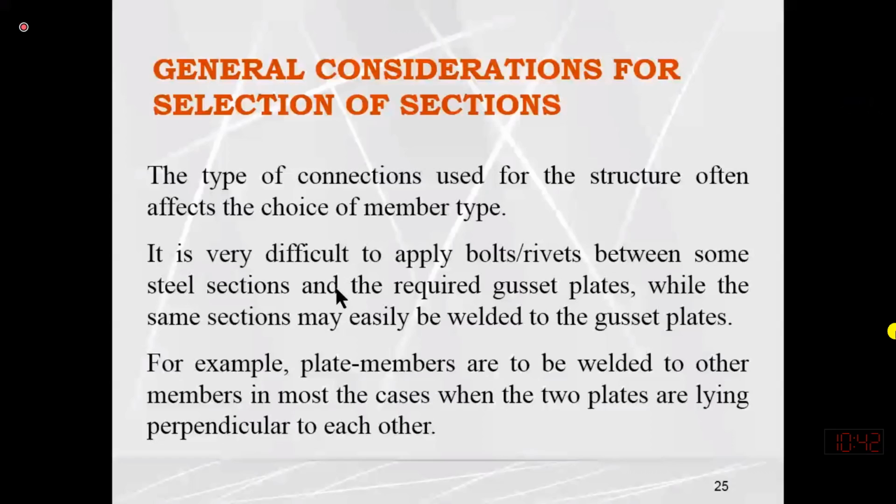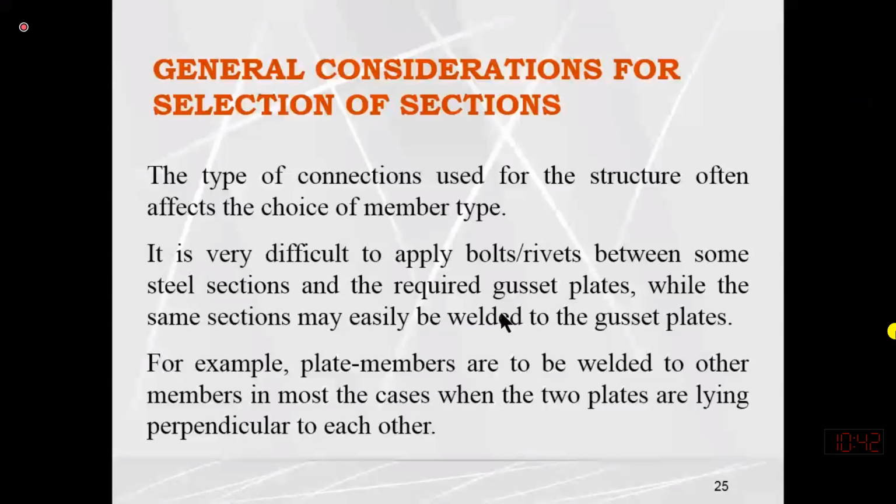It is very difficult to apply bolt or rivet between some steel sections and the required gusset plate. So we have to select the type of section that can easily be welded. A pipe or circular section cannot be fastened with a gusset plate. In that case, we have to go for the welded connection. I will show you the figure in the upcoming slide.